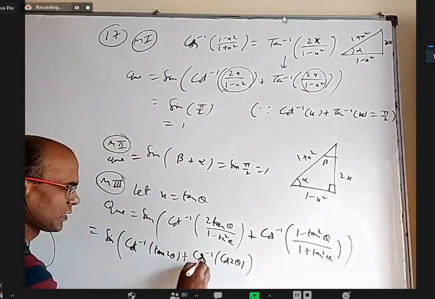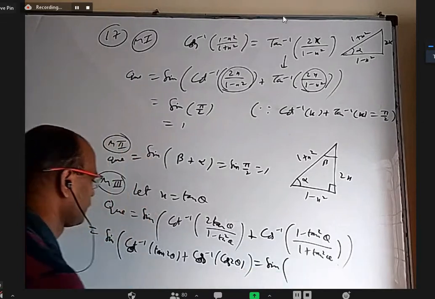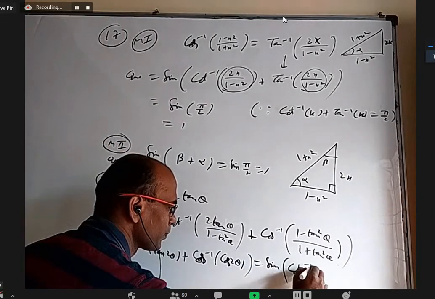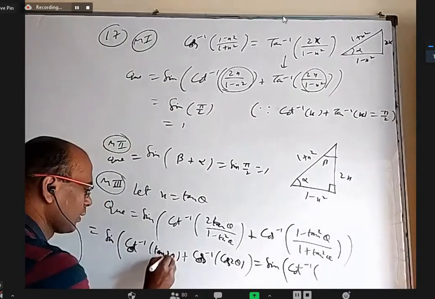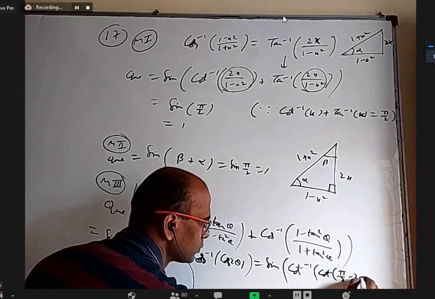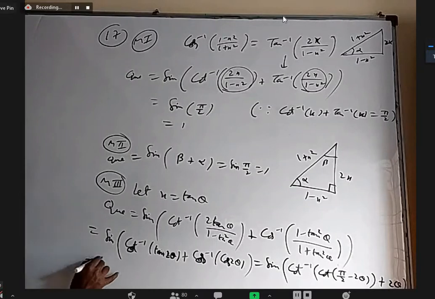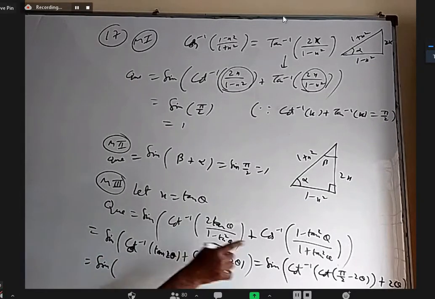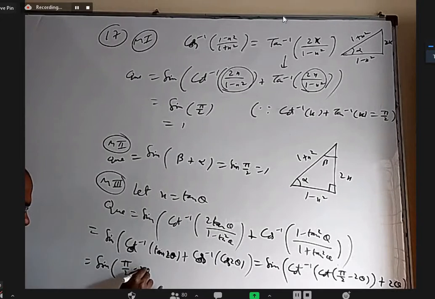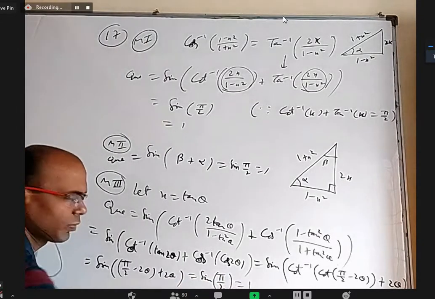Cos inverse cos 2 theta is easy because it is 2 theta, but here cot and here tan. So sine of cot inverse tan 2 theta, I can write cot of 90 minus 2 theta, plus 2 theta. Okay, that is sine. Now I can cancel cot inverse cot and write pi by 2 minus 2 theta plus 2 theta. The 2 theta will cancel, I'll get sine pi by 2, which is 1.